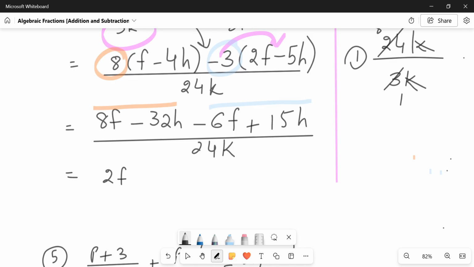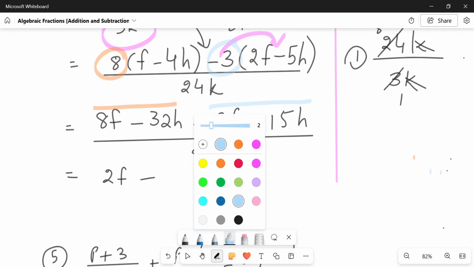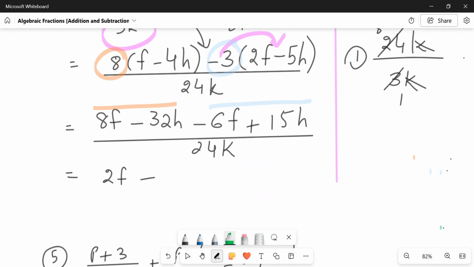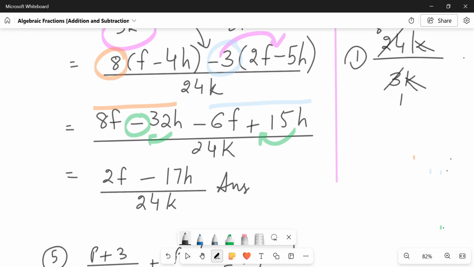So 2f minus 17h. Why minus? Because of the bigger number's sign, right? Bigger number sign. Very important. See, bigger number sign. 32 here. 32's sign is minus and 15's sign is plus. So we will take minus 17h over 24. Okay. That's it. This is the answer. Isn't it easy, students?